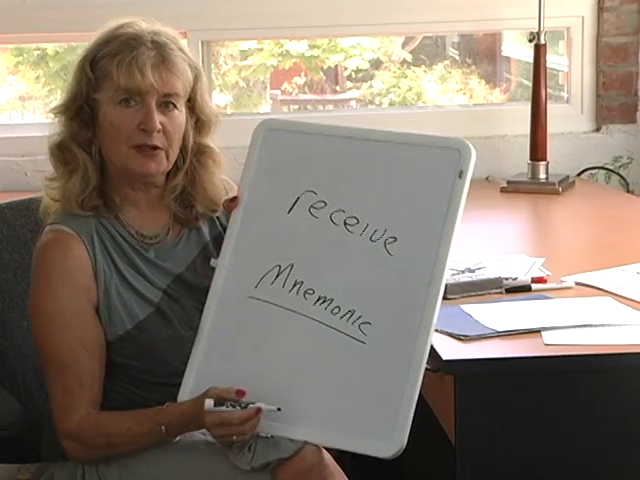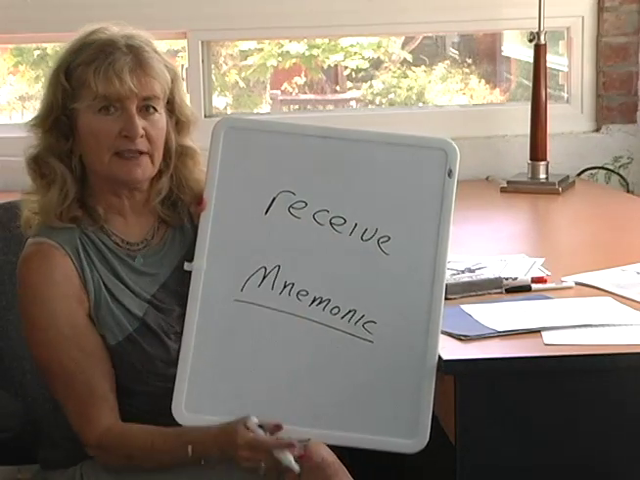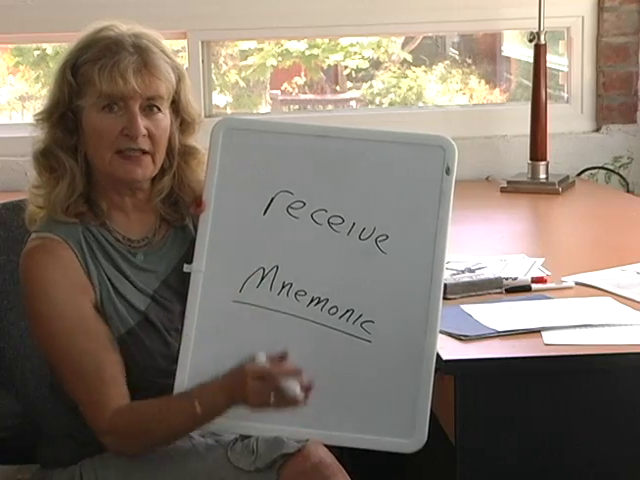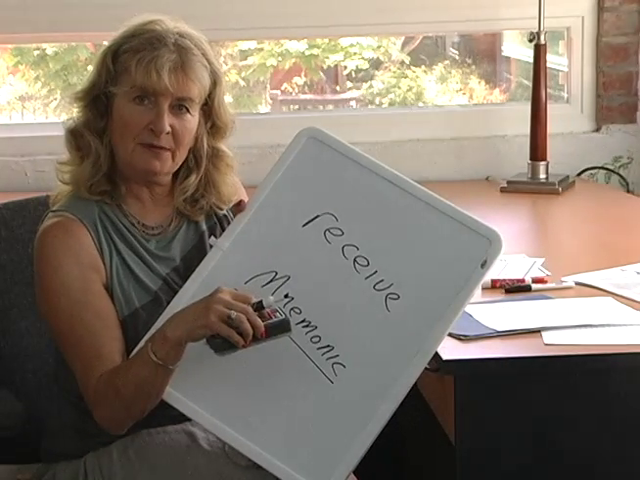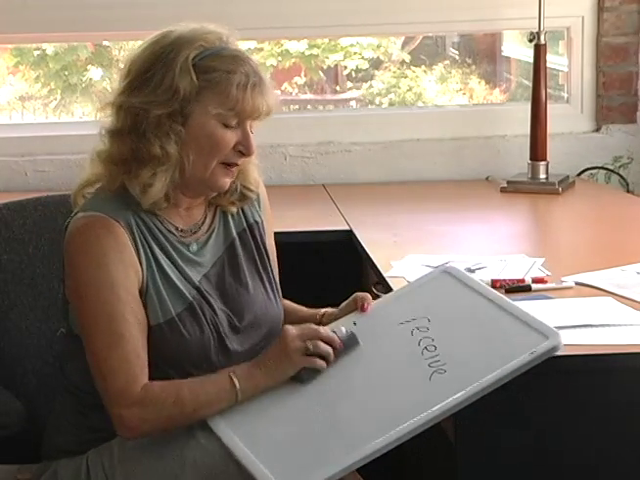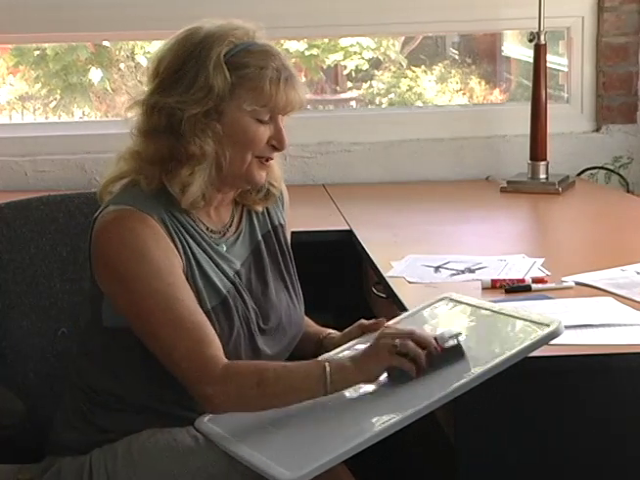Mnemonic is a memory tool. I before E except after C. So receive is usually spelled correctly, and hopefully you'll spell receive correctly if you remember I before E except after C. Now, some of you will realize that that's not always true, but it is true with the word receive.